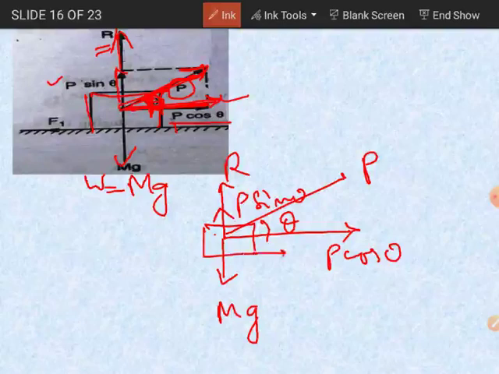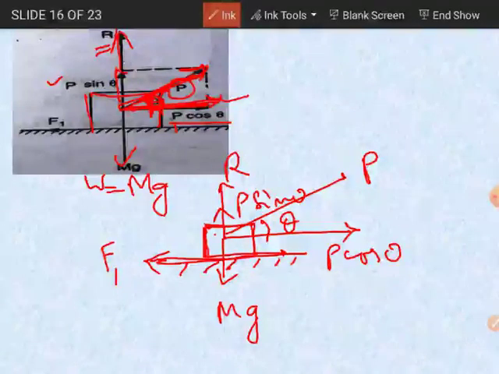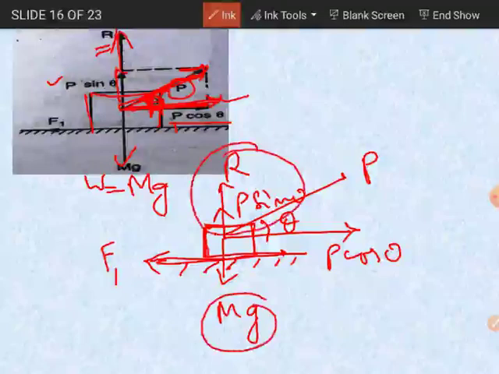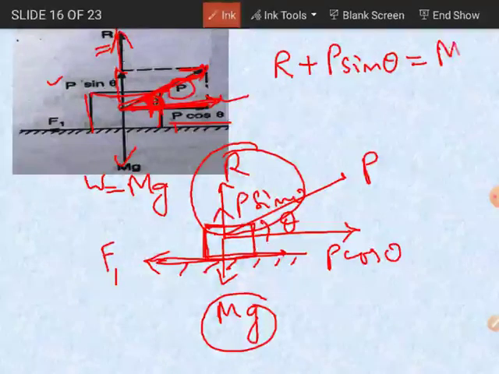The body will move in this direction, so your frictional force will be opposite to it, and it is denoted by F1 here. Got it? So now let's see. This block of mass, which is placed over another surface, neither jumps upward nor moves vertically downward. That means the total upward force is equal to the downward force. Total upward force is R plus P sine theta, and in the downward direction it is only mg.